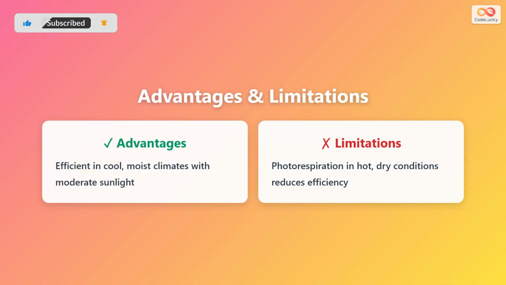C3 photosynthesis has both strengths and weaknesses. The main advantage is that C3 plants are highly efficient in cool, moist climates with moderate sunlight. Under these conditions, they thrive and produce abundant biomass. However, there's a significant limitation. In hot, dry conditions, C3 plants suffer from a process called photorespiration. Photorespiration occurs when RuBisCO accidentally binds oxygen instead of carbon dioxide, which reduces photosynthetic efficiency and wastes energy. This is why C3 plants struggle in desert and tropical environments.